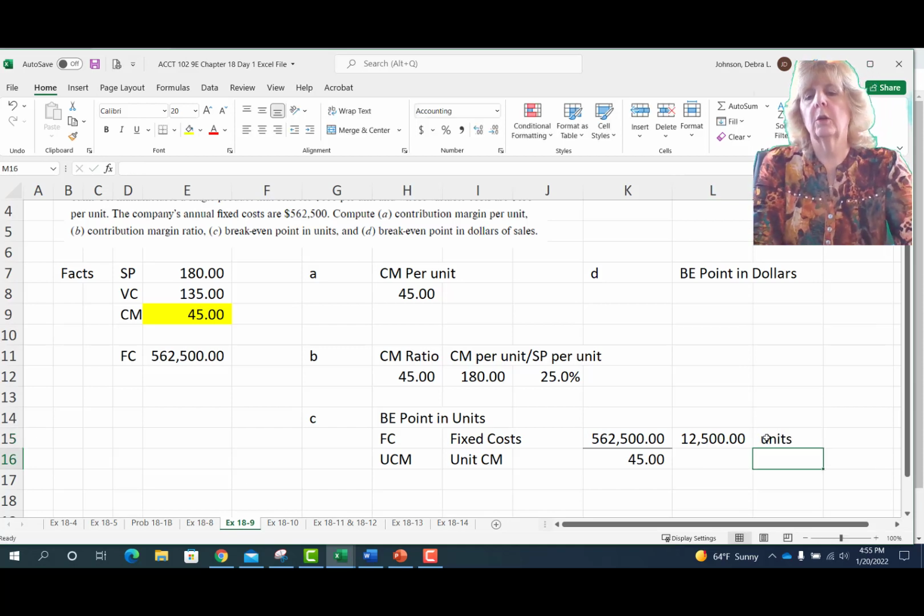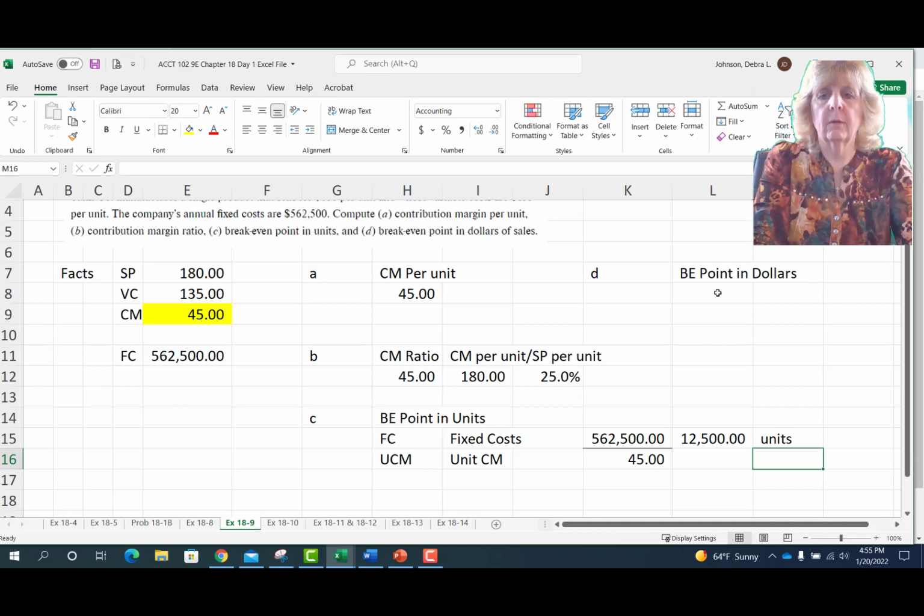So I'm going to write the word units. That means at a sales level of 12,500 units, there would be no net income and no loss. That's the point where the revenues equal the costs, and we are said to have broken even.